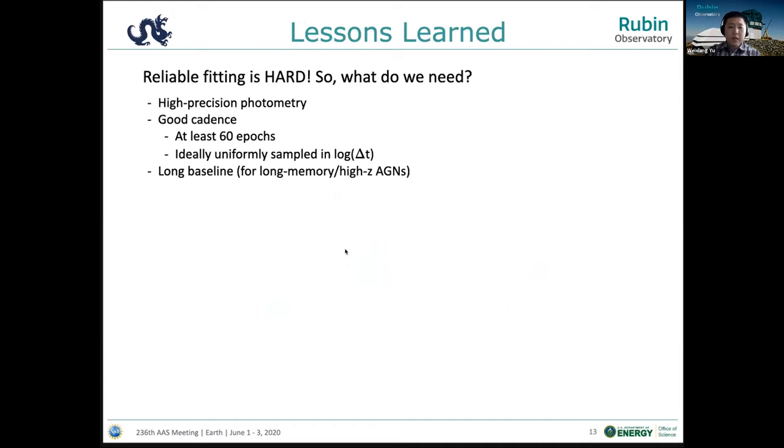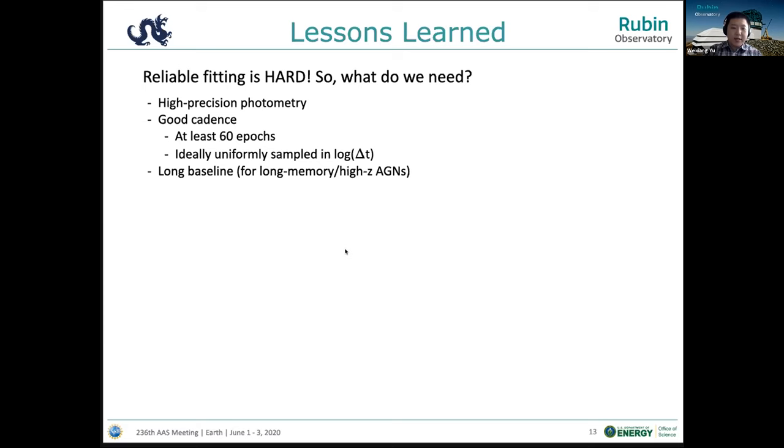So after all this, what we have learned is that reliable fitting of light curves, in particular using higher order CARMA models, is very, very difficult. Then what are the data qualities that we would desire to ensure that the results we get from those fittings can be trusted? First, of course, we want high precision photometry. We need a good cadence, at least 60 epochs. In addition, ideally, we want the observations to be distributed uniformly in log delta T space. Delta T is the time separation between any two observations in the light curve. Lastly, a long baseline is always good, especially for long memory and high-z AGN.